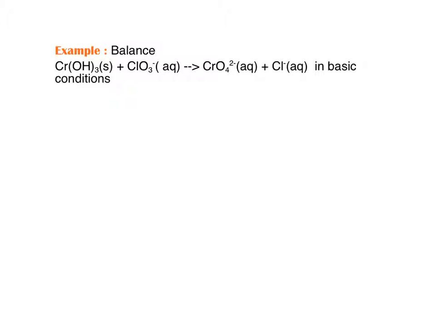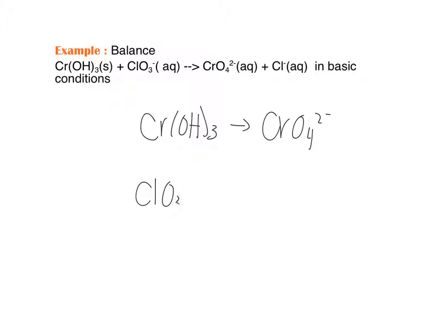Okay, split up your reactions. Cr(OH)3 makes, obviously, CrO4 2 minus, and ClO3 minus makes Cl minus. Balancing for atoms other than oxygen and hydrogen, well, they're balanced. Next is oxygens. On this side, we have 3 oxygens, and on this side, we have 4 oxygens, meaning I need to add a water on this side and 3 waters over here.